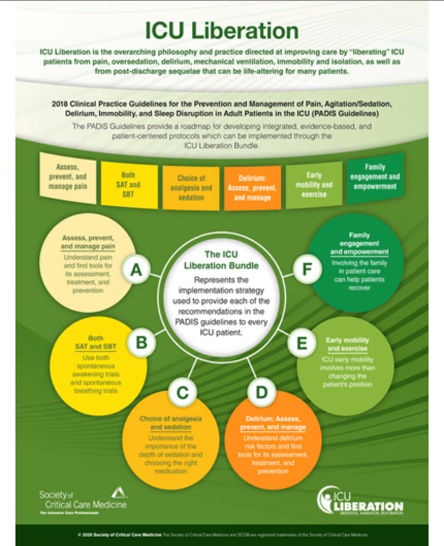Okay, so the first part of the A to F bundle is A, which is assess, prevent, and manage pain. Obviously, pain is an uncomfortable sensation. It's something that we don't want our patients to have. And if they're in pain and untreated, it causes physiologic and psychological stress. And so we definitely want to assess and then manage the pain. The way we assess, there are a number of scales that we can use.